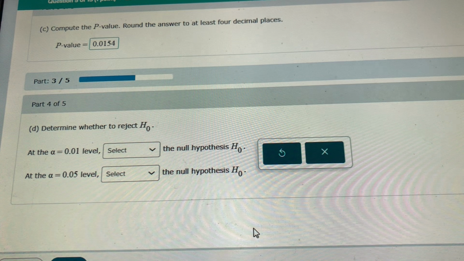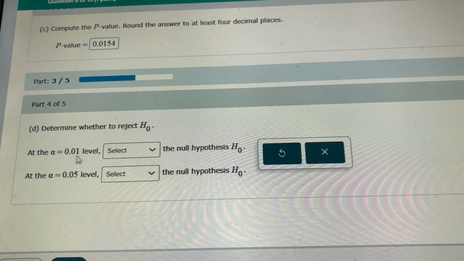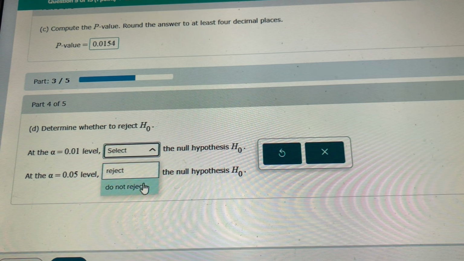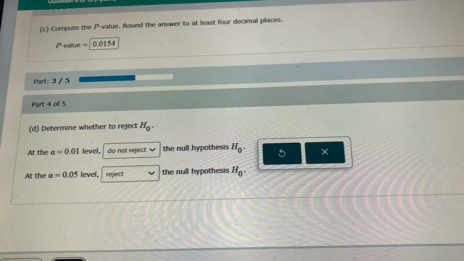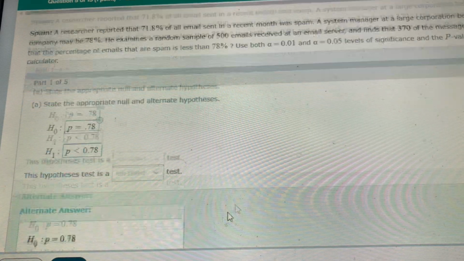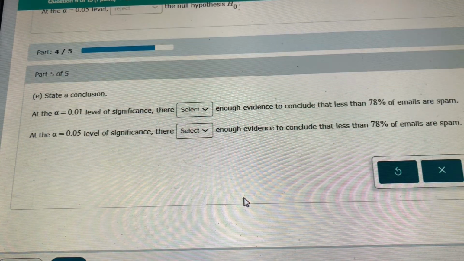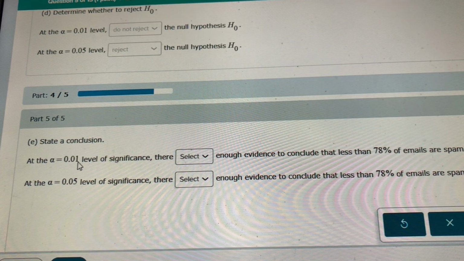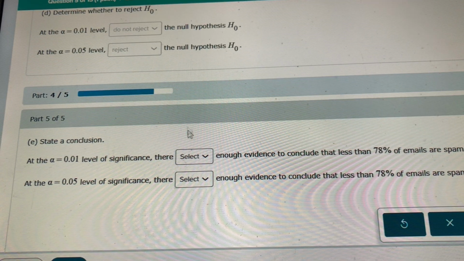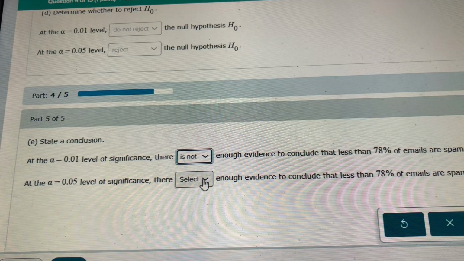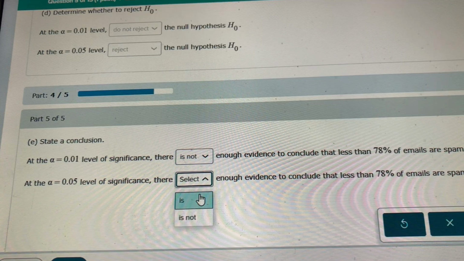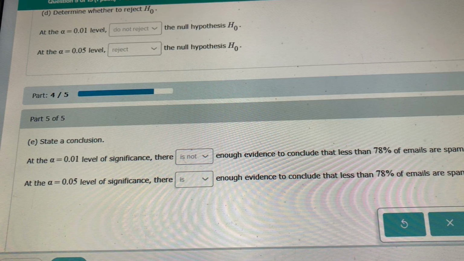So if alpha was 0.01, then you do not reject the null. And that's like finding somebody not guilty. If alpha is 0.05, then you reject the null and you find them guilty. It can be that close, actually, literally. So if you had the 0.01 example where you did not reject the null, then there's not enough evidence to conclude that we're less than 78%. But if you did reject the null from a 0.05 level of significance, then there is enough evidence. It can be that close where it makes it completely go the other way.